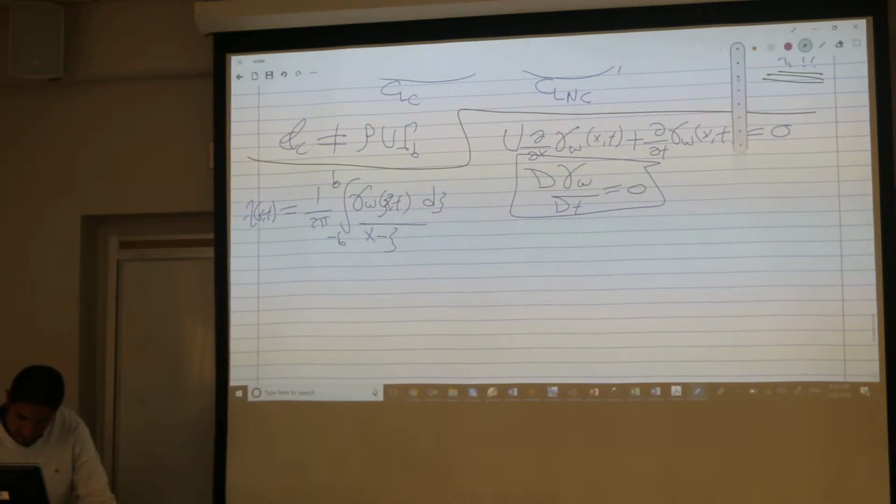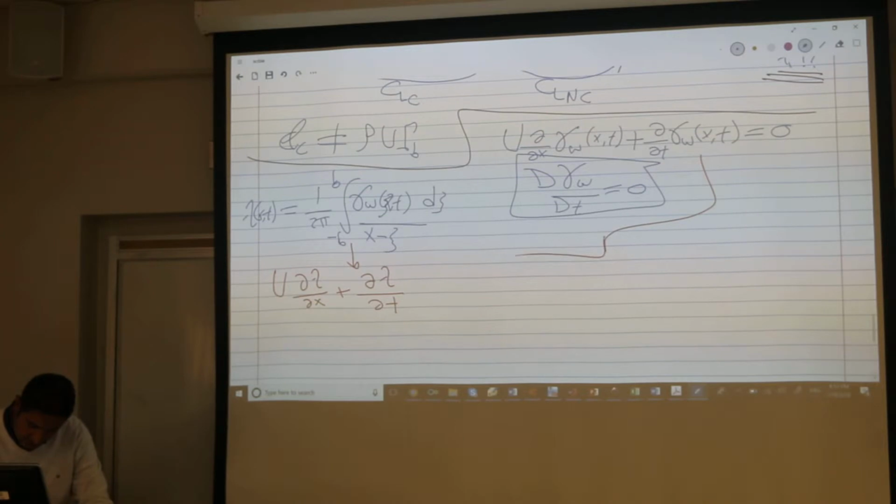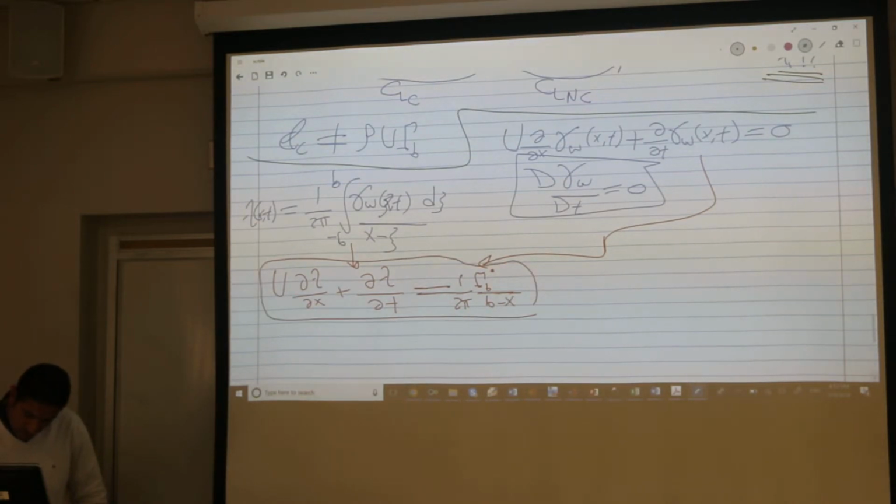So if you use these two, this guy, and here's the definition, let's compute U partial lambda partial x plus partial lambda partial t and make use of this guy. You will find this. So just do it on your own. I will not waste time here. It's very straightforward, nothing fancy at all. This will give you 1 over 2 pi gamma dot over b minus x. So this is the key relation. Let's see why this is the key relation.